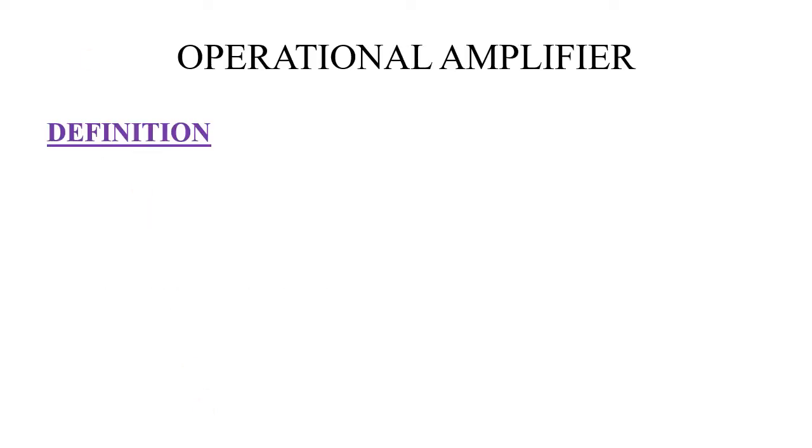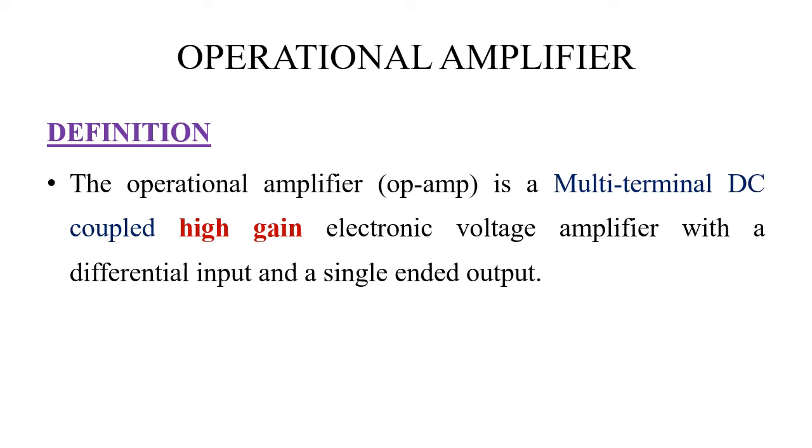Definition of operational amplifier. Operational amplifier is a multi-terminal DC coupled high gain electronic voltage amplifier with a differential input and a single-ended output. So the terminals may be more than two, and it is coupled with a DC power supply, and its gain is very high, and it has differential input and a single-ended output. So differential input means it should have two inputs and a single-ended output.